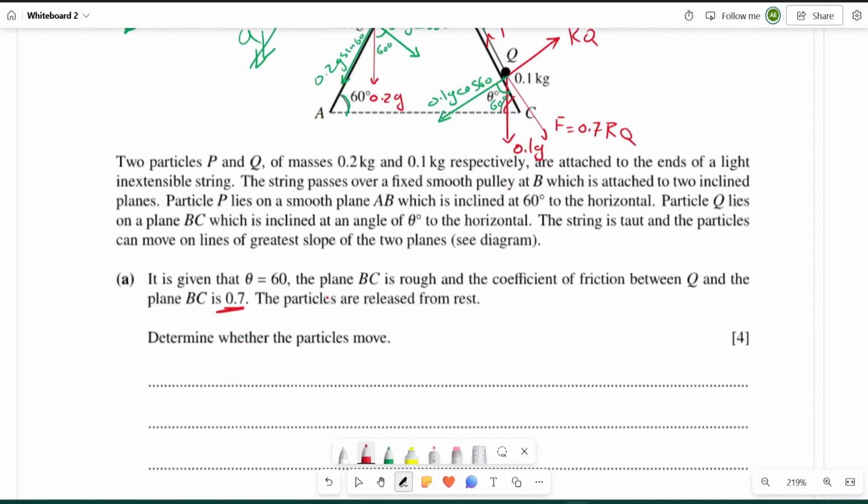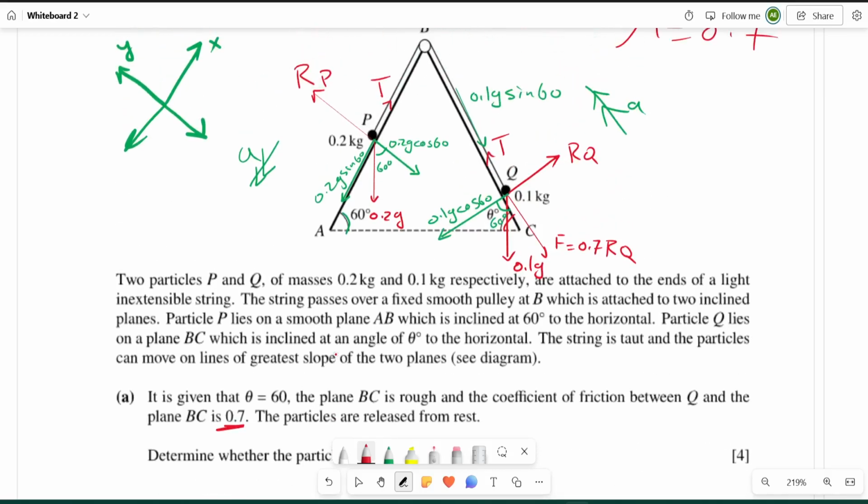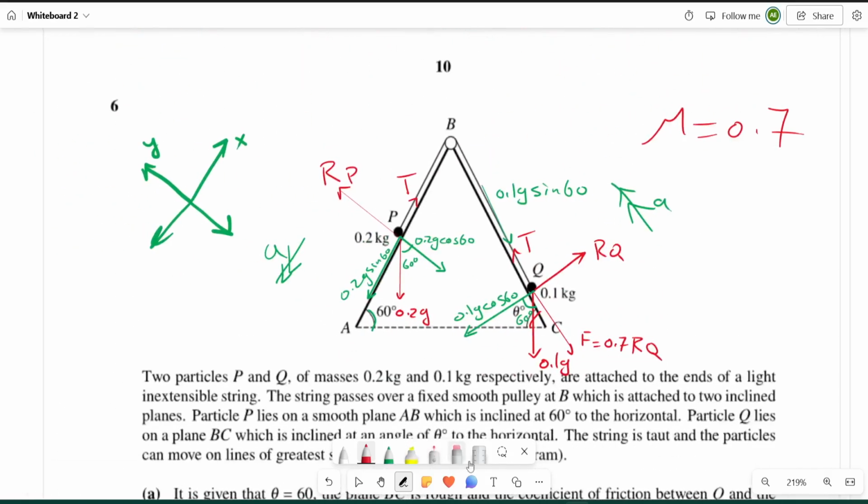Now I can solve. Actually, let me write the equations of motion over here. So let's start with P first. I'm going to resolve P in the up the slope direction. So I know that my acceleration is down, so any force down is going to be the positive force. So it's going to be 0.2 g sine 60.